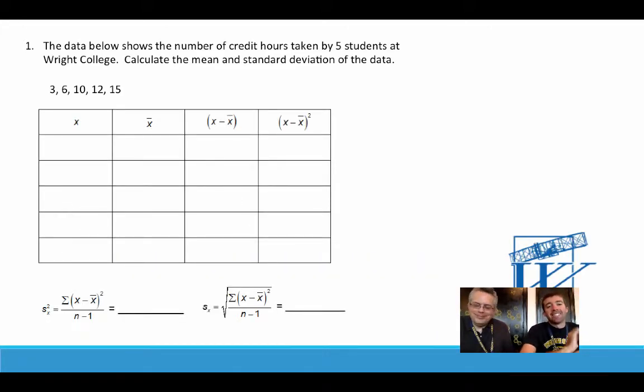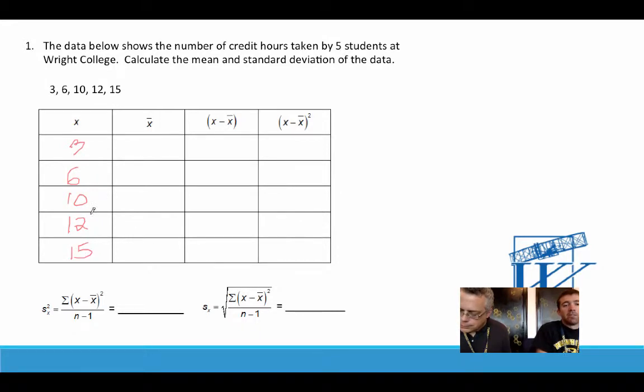All right, we're calculating standard deviation. Right here we have: the data below shows the number of credit hours taken by 5 students at Wright College, probably Foreman grads. Calculate the mean and standard deviation of the data. So here are our 5 numbers up top, and those are our x values: 3, 6, 10, 12, and 15.